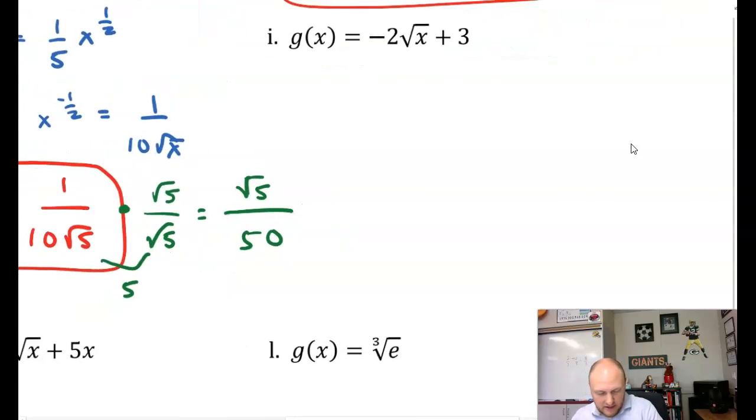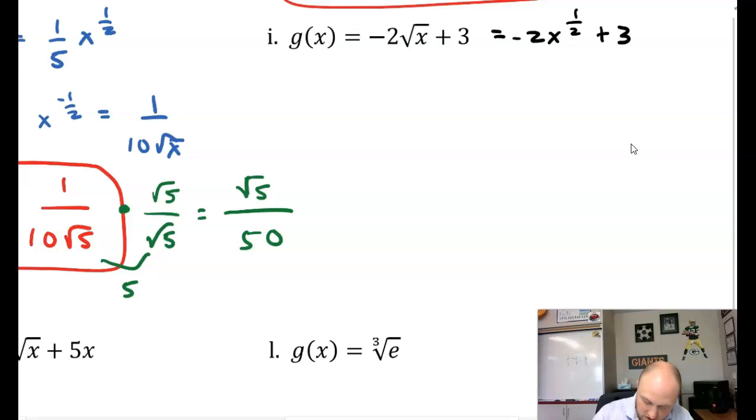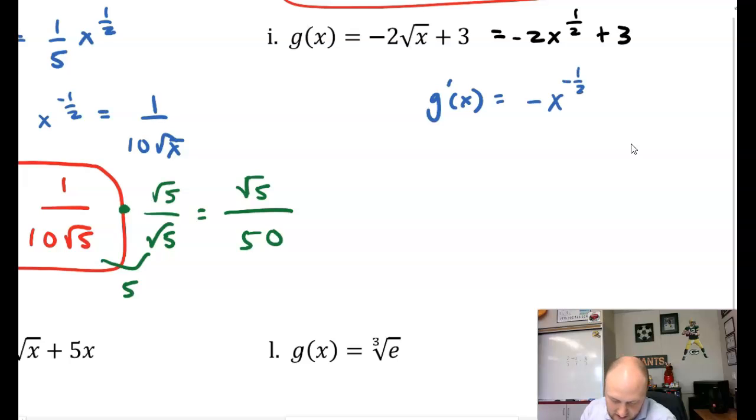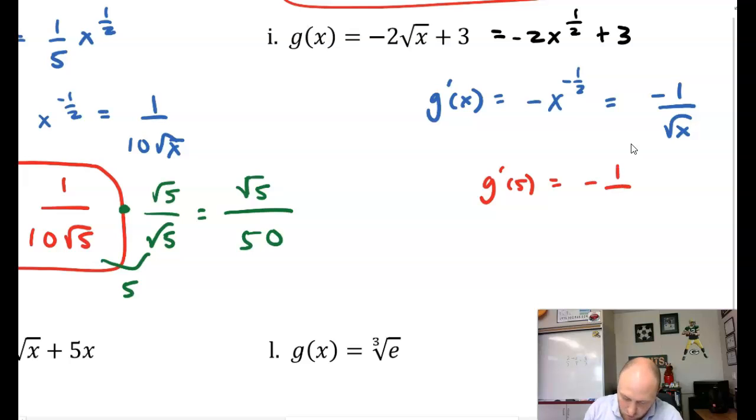on I, I'm going to go ahead and, again, get this ready to differentiate. So I have -2x to the power of 1/2 plus 3. And I'm going to use my power rule now to differentiate. So we get -2 times 1/2, which is just -1, x to the power of -1/2. Derivative of a constant is 0. So this would be -1 over the square root of x. And then checking G prime of 5, we get -1 over the square root of 5.